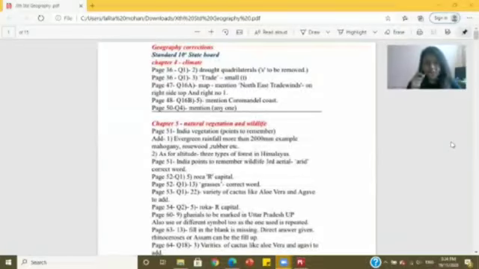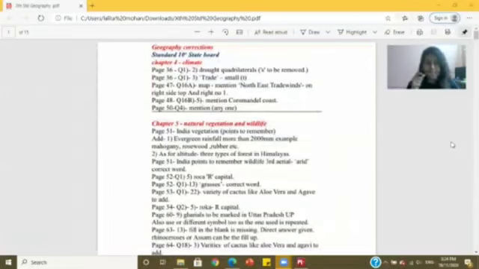Page 53, question 1, 22. Variety of cactus like aloe vera and agave to be added. Page 54, question 2, 5. Again, roca with capital R. Page 60, 609. Gharials to be marked in UP, that is Uttar Pradesh. Also, for this, we will use a different symbol as the one used is already repeated.